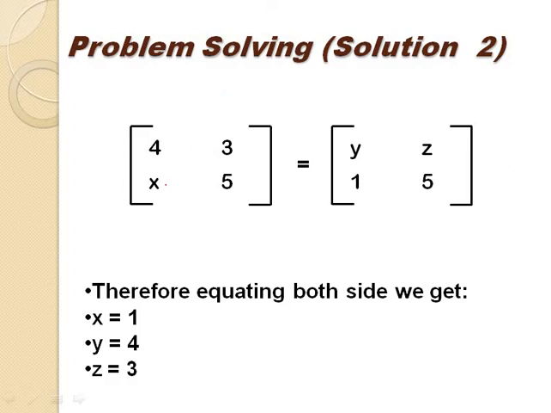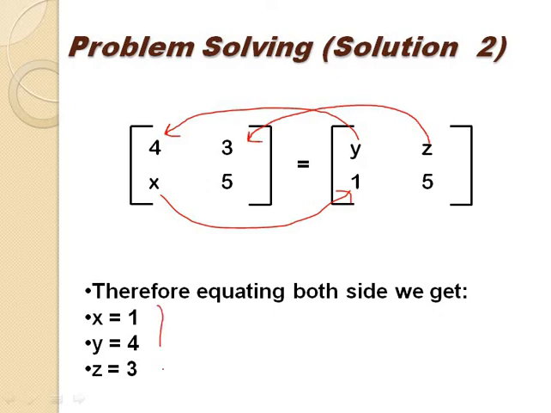Let us repeat over here again. x is equal to 1, y is equal to 4, z is equal to 3, each being the corresponding element, and we are getting the values of x, y and z. So again I think it is easy for you to solve. Sometimes in place of a simple variable you may get an expression. Again you will have to solve that expression to find the value of that particular variable.